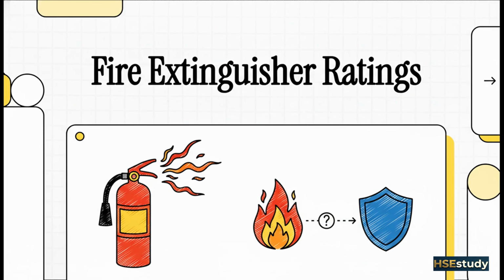All right, let's get right into it. When a fire breaks out, every single second is critical. And that tool you grab to fight it, it's got a code on it. A code that literally means the difference between putting the fire out and making it a whole lot worse. Today, we're gonna decode it.